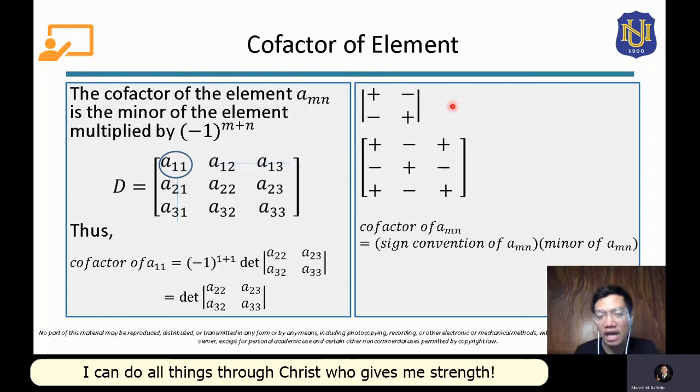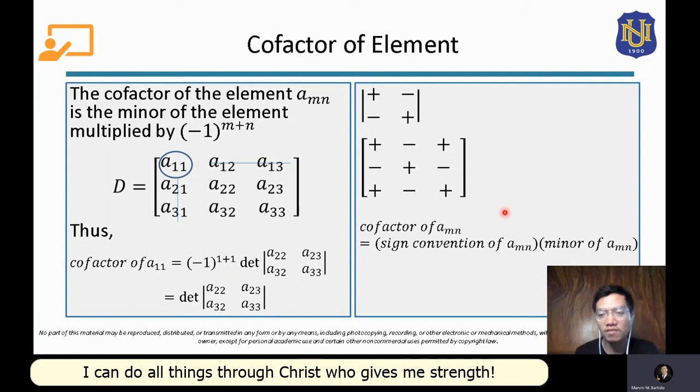So this is an alternate solution, that instead of using negative 1 raised to m plus n, we can use the sign convention times the minor. So in this case, what we have solved from here is A11. So instead of using this formula, we can actually just use the sign convention for A11. For A11, our sign convention here is actually positive. So from here, this will just be positive minor of A11, which from here is this. So it will just be the same.